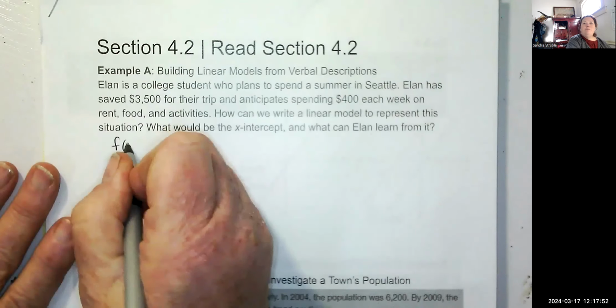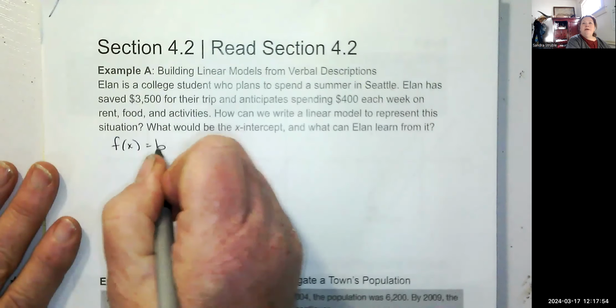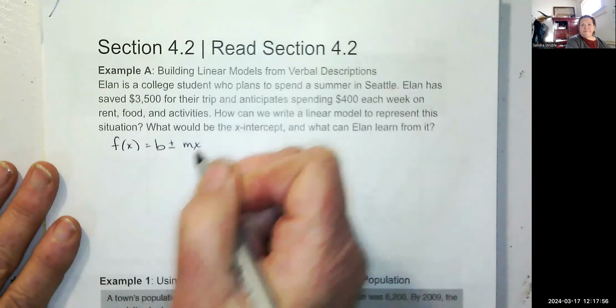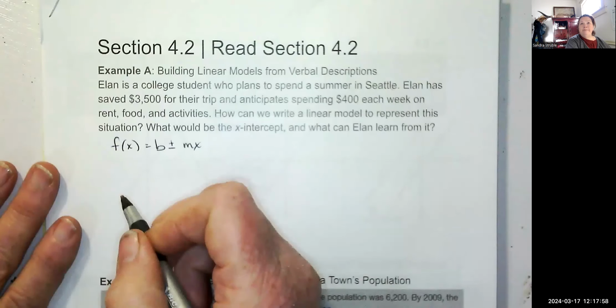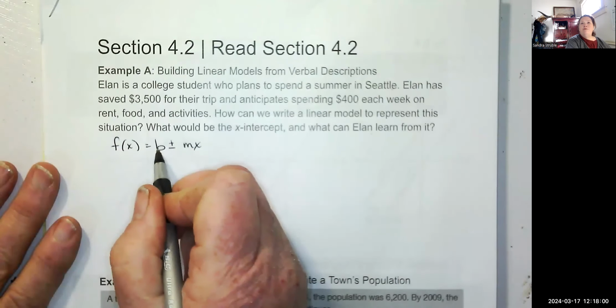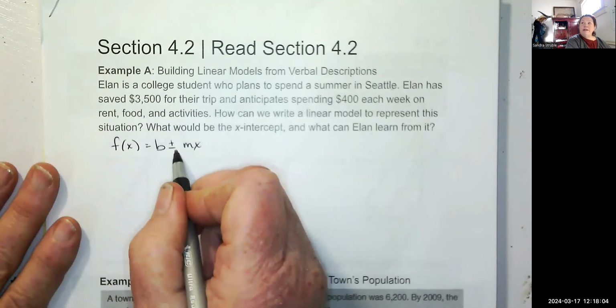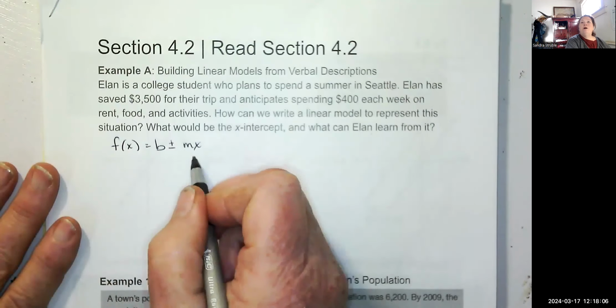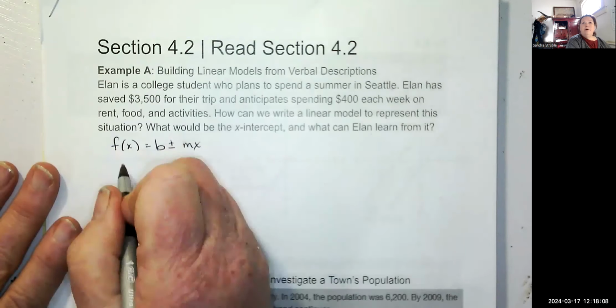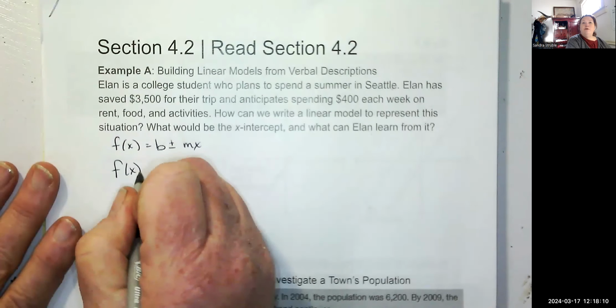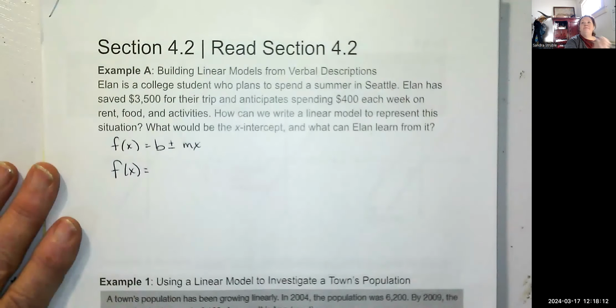Whenever I have a word problem, I've told you that I use b plus or minus mx instead of mx plus b, because it's easy to start off with what the initial value is and then figure out if you're adding or subtracting from it from a constant rate of change. So our formula or our function is going to be what?